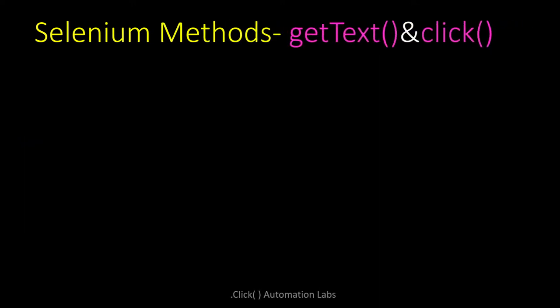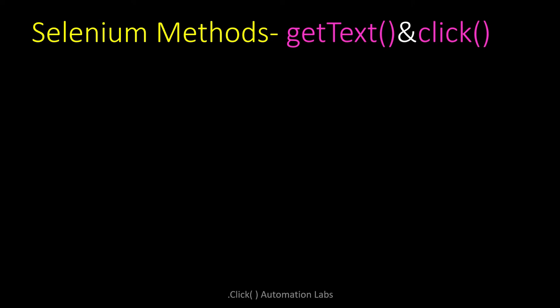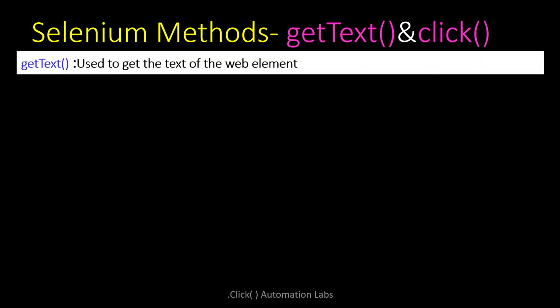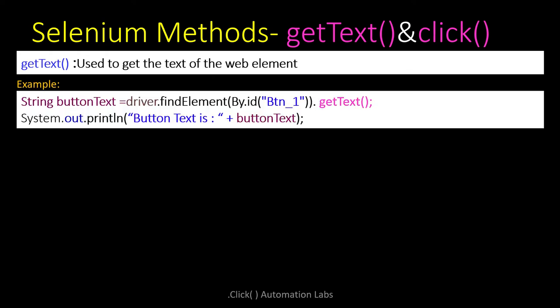Okay, got it. So next we will look at the getText and click methods. Namely, getText is used to get the text of the web element. We have just seen button 1 and button 2. What are those texts? You see Cancel or OK, right? If you want to verify that some button is displayed with Click Me, OK or Cancel, then you can use this method.